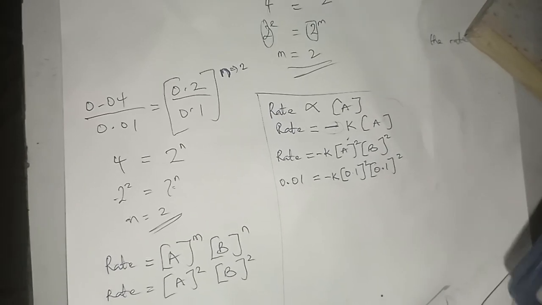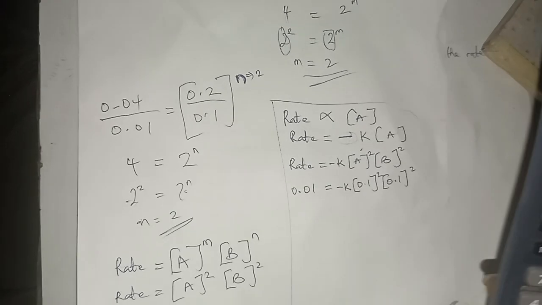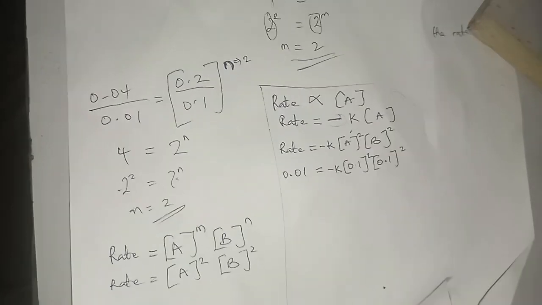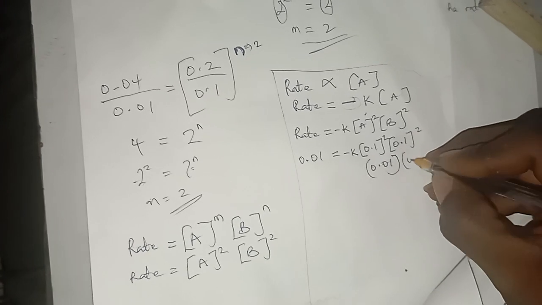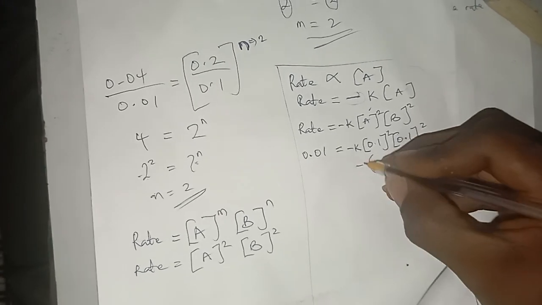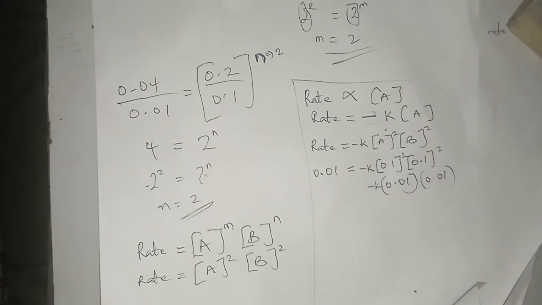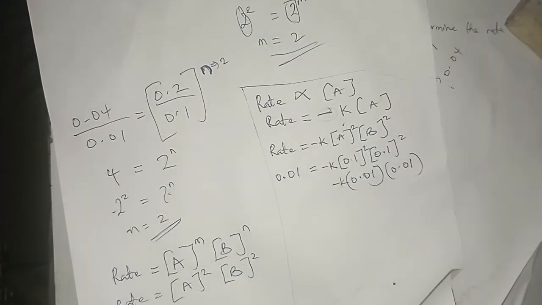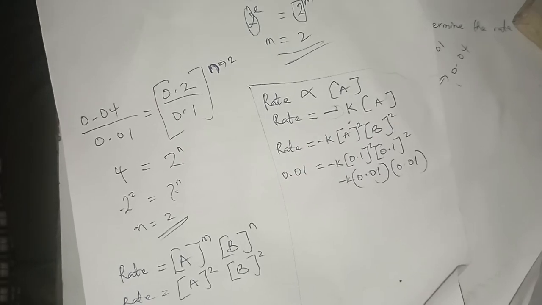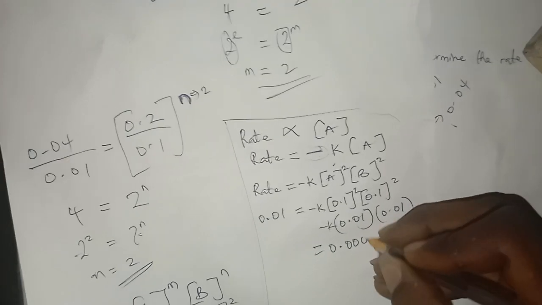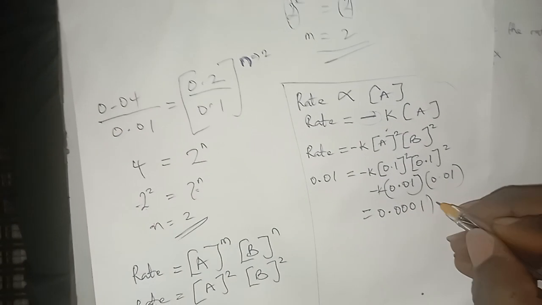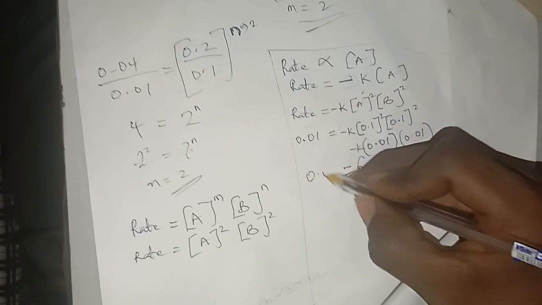So by the time I do this, I will do 0.1 times 0.1 because that's what that means. So I have 0.01. So this is also 0.01. So minus K, I can say 0.01 times 0.01 is equal to 0.0001. And remember that it's times minus K. This is the same thing as just K, but I'm putting minus to show you that it's disappearing.